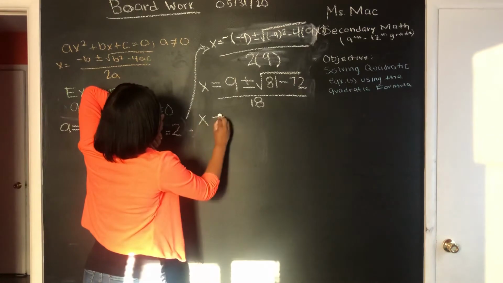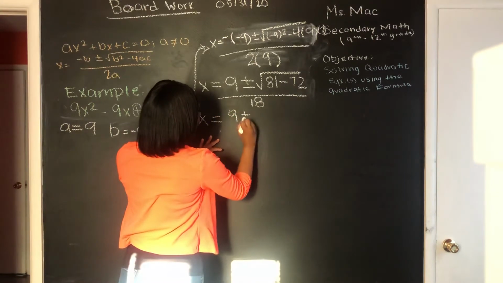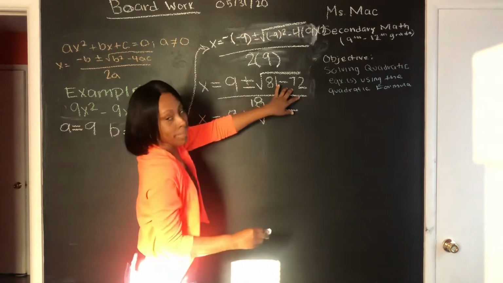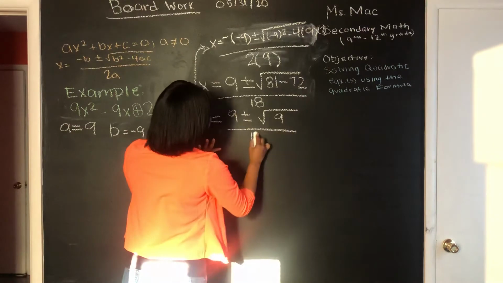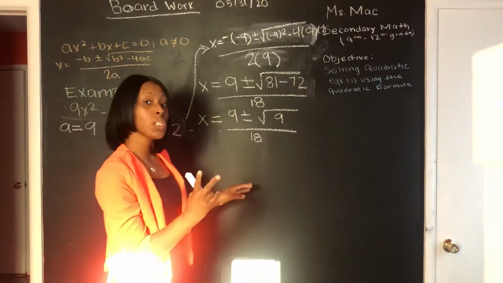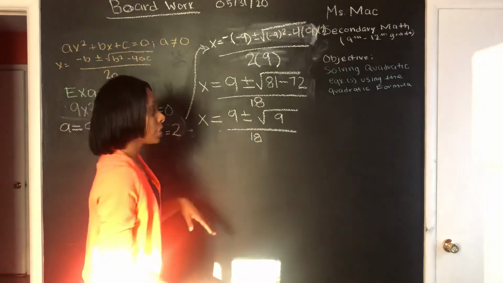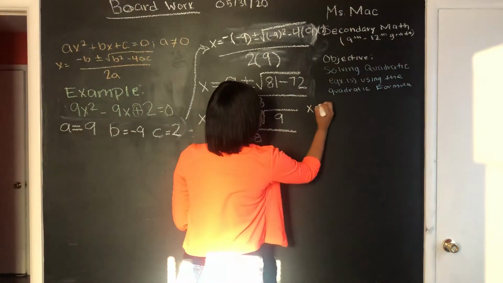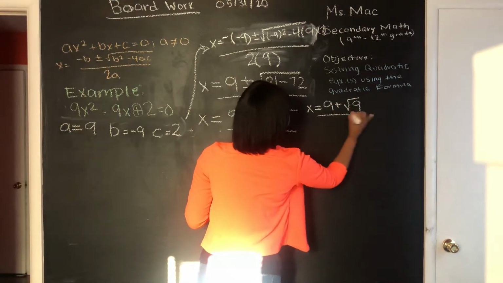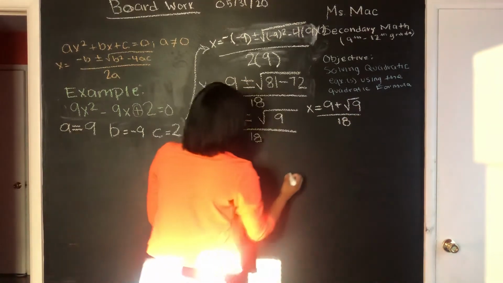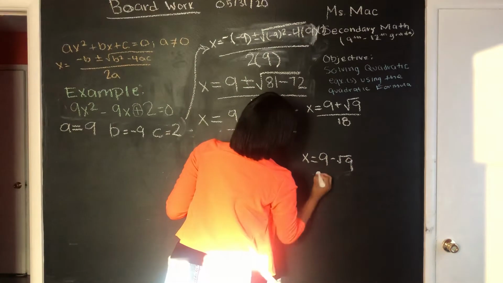Now, let's evaluate a little bit more. So bring it down, 9 plus or minus the square root of 81 minus 72, which is 9. So the square root of 9, divided by 18. You're going to get two solutions for a quadratic equation because you have to first say plus, then you have to say minus. So let's separate the two. x is equal to 9 plus square root of 9 divided by 18, and then x is equal to 9 minus square root of 9 divided by 18.